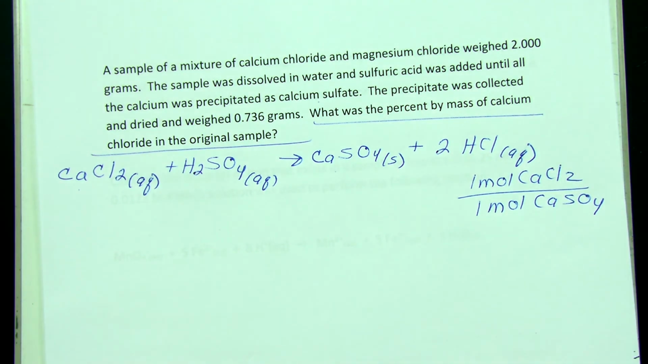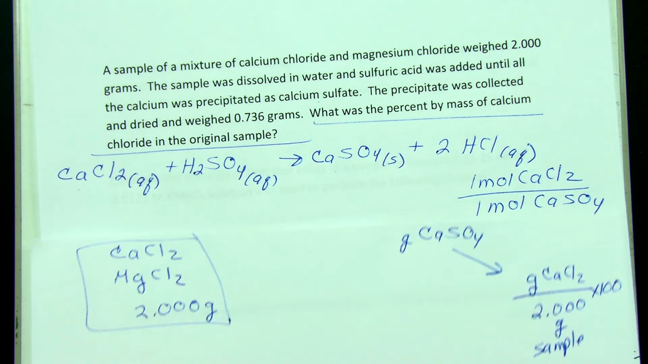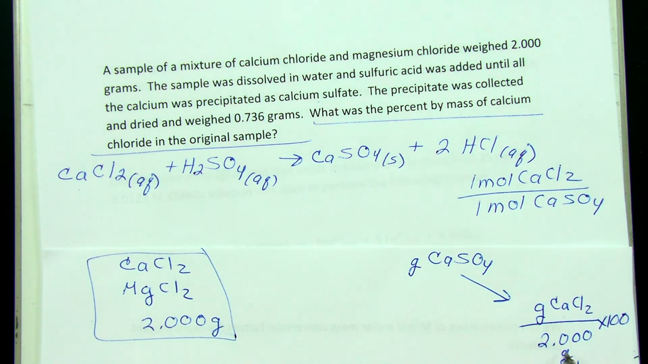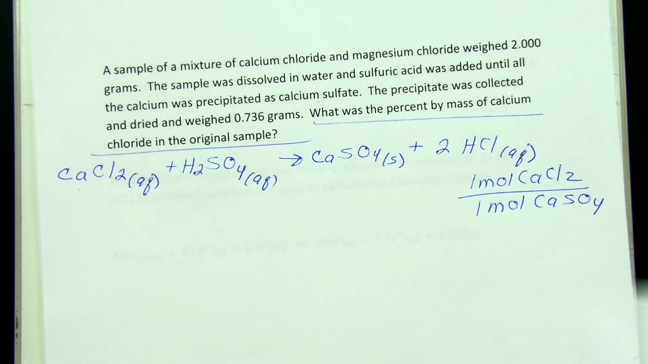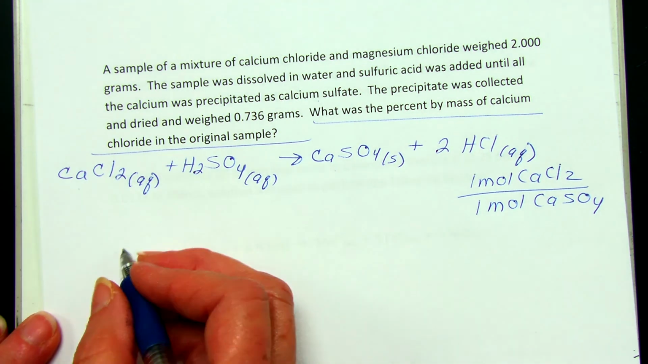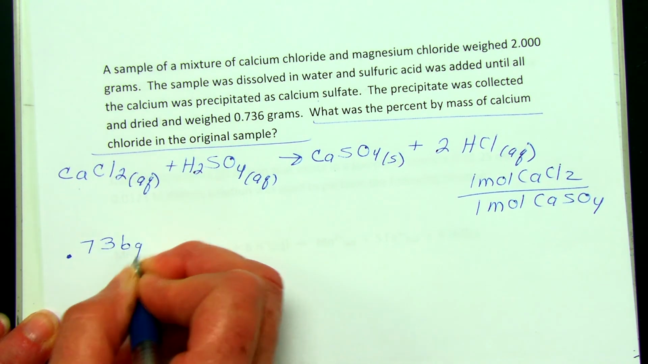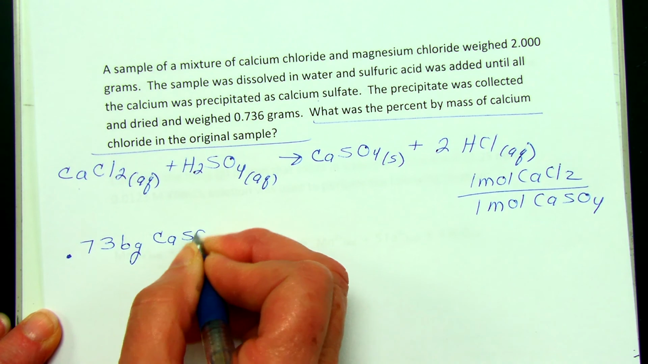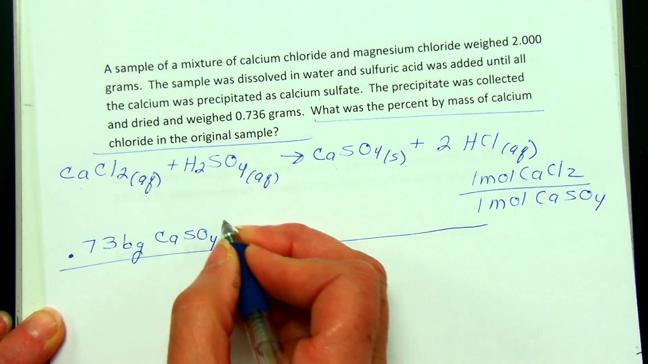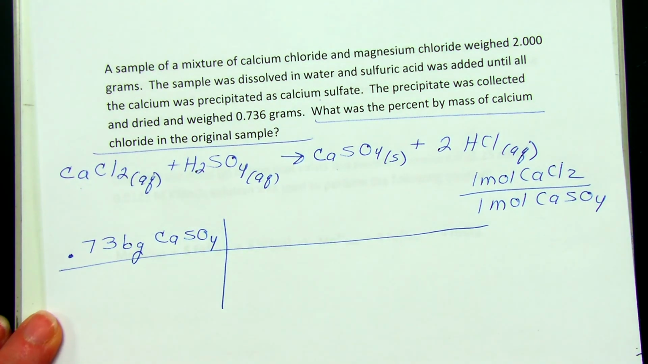So now this becomes the same old problems that we did in Chapter 3. I want my answer in grams of calcium chloride so that I can figure out what the percentage is. So here you can start with what you want or start with what you're given. In this example, I said I'll start with what I'm given: 0.736 grams of calcium sulfate. So we change grams to moles, moles to moles, moles to grams. And if you like to start with what you want, we would have started with the molar mass of our calcium chloride.